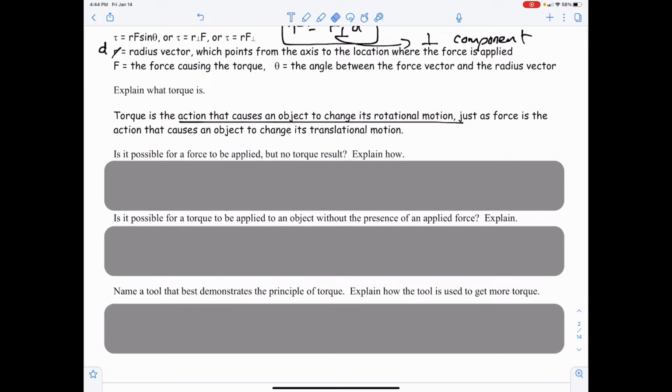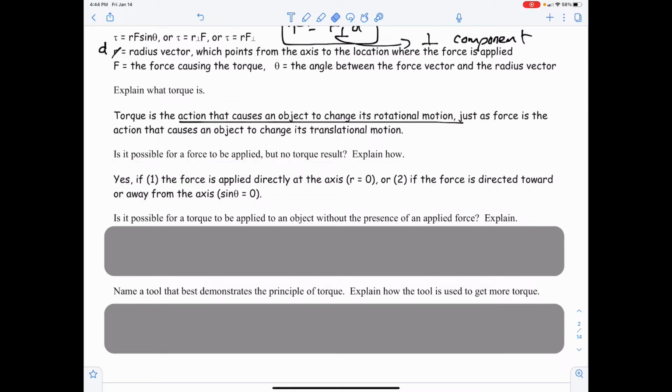Is it possible for a force to be applied but no torque to be applied? Explain how. Yes. The force is applied directly at the axis of rotation, because at the axis of rotation, there is no lever arm distance, and torque at the pivot is equal to 0. Let's think about why. Perpendicular force times distance. If the distance is 0 at the point of rotation, then 0 times any force is going to be 0 torque.